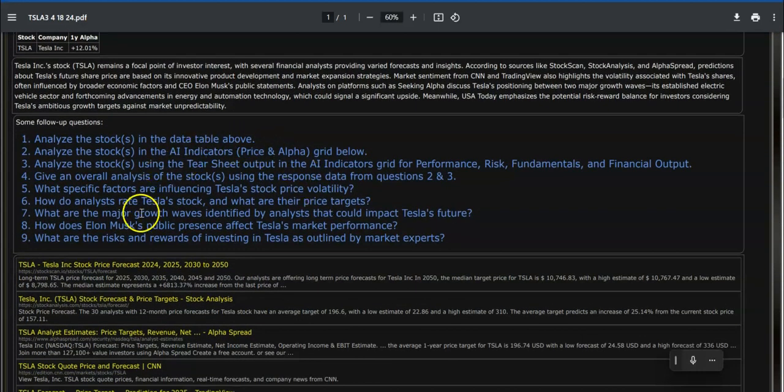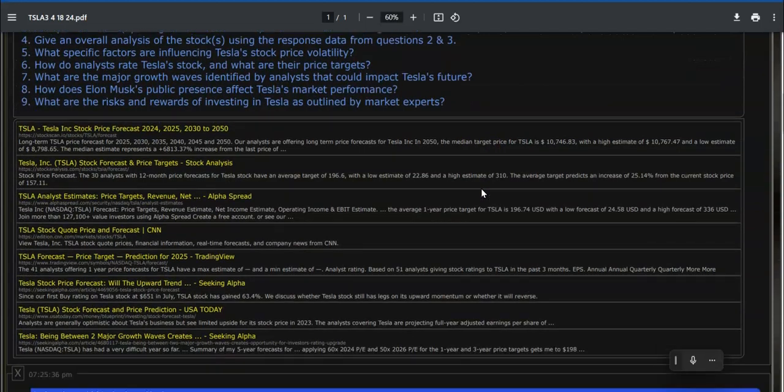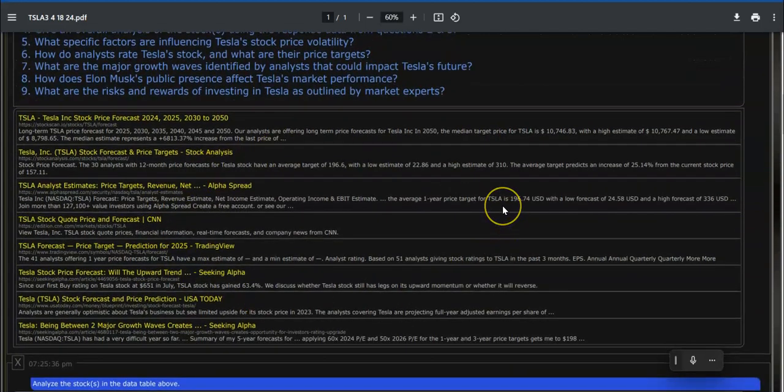There are then follow-up questions. The first four follow-up questions specifically use data that we generate with our artificial intelligence machine learning models. Below that, you'll see internet searches that come up that pertain to the initial prompt. You can click on any of those and get the information from each search.